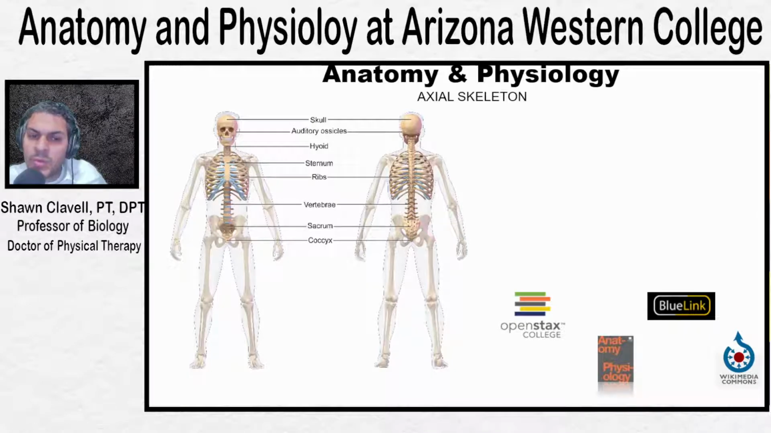Now, remember, the skeletal system is what forms the rigid framework of the body. It consists of bones, cartilage, and ligaments primarily. So remember, the bones support the weight of the body and allow for movement as well as protect our internal organs. Cartilage provides flexible strength and support for the body, such as the thoracic cage, the external ear, as well as our trachea and larynx.